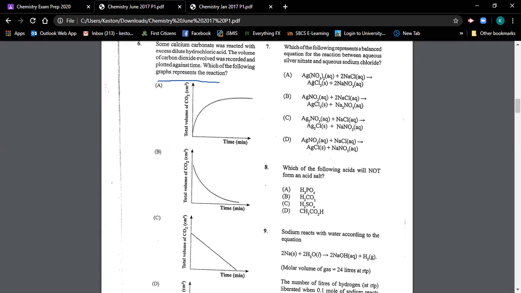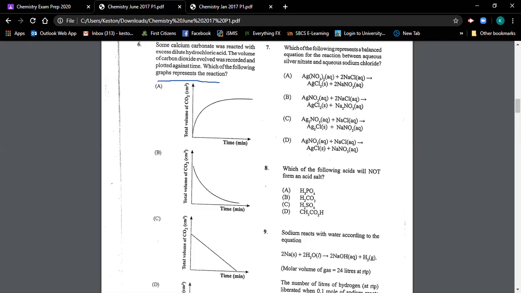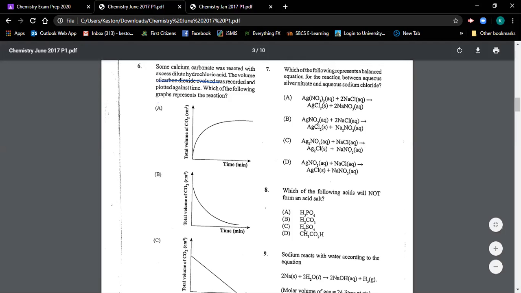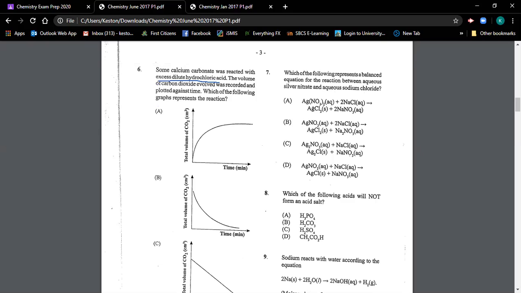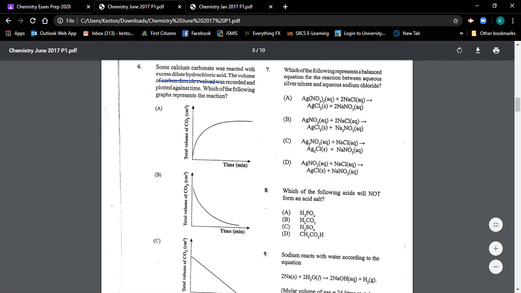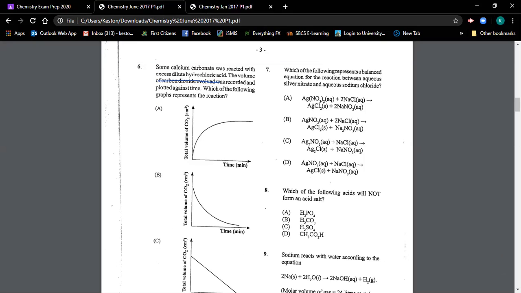I'll tell you why. Because you have hydrochloric acid in excess, but you have some calcium carbonate. So eventually you're going to reach an end point of the reaction, meaning that all the calcium carbonate is going to be used up, and once that happens, it's not going to be generating any more carbon dioxide gas. There's no more gas that's going to be evolved. Think of it like a soft drink. If you have a bottle of soft drink and you shake that up and then you open it, you're going to get a loud sound.